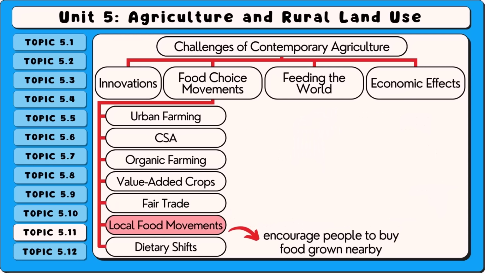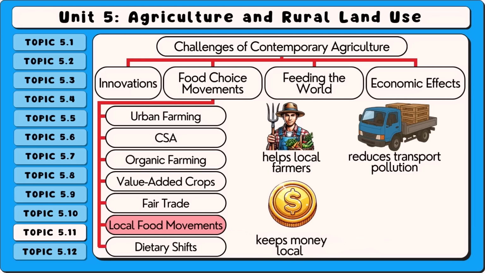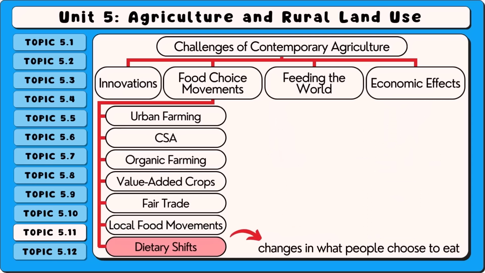Local food movements encourage people to buy food grown nearby. This helps local farmers and reduces pollution from long-distance shipping. It also keeps money in the local economy and lets people build stronger connections with the people who grow their food. Lastly, dietary shifts are changes in what people choose to eat.